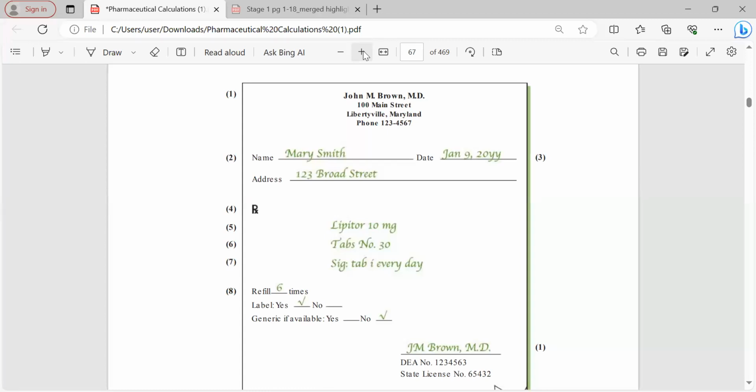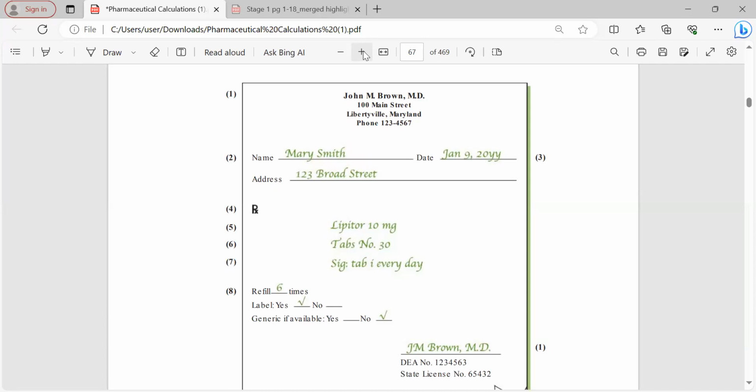Then part 4, that thing that is always there in prescriptions, the RX. RX means you take. We'll also look at some of those abbreviations in Latin later. So that's the superscription in a prescription. You start with the superscription, the RX, then you go to number 5, which is the medication prescribed, the inscription.